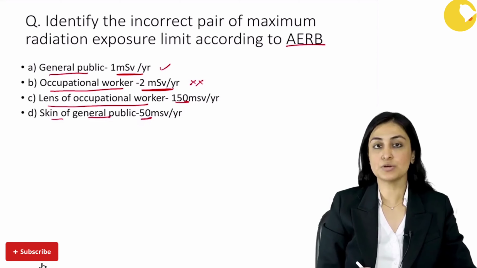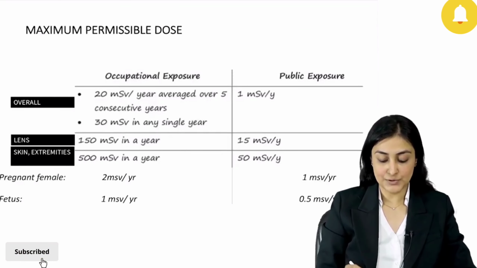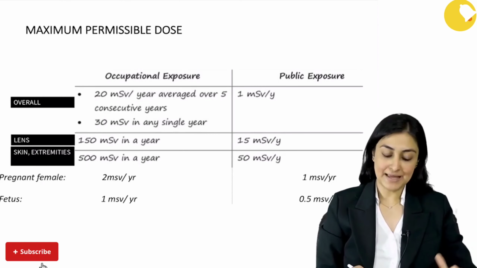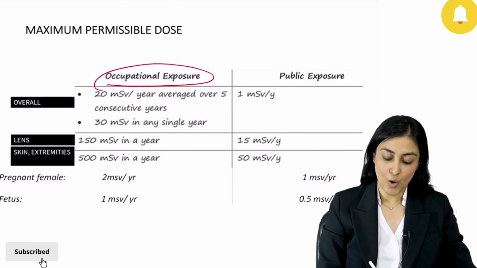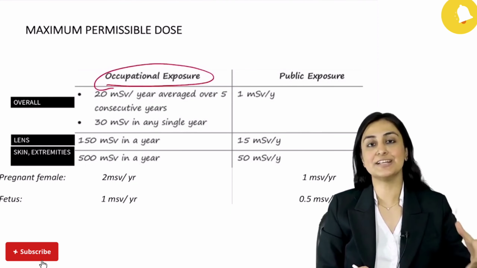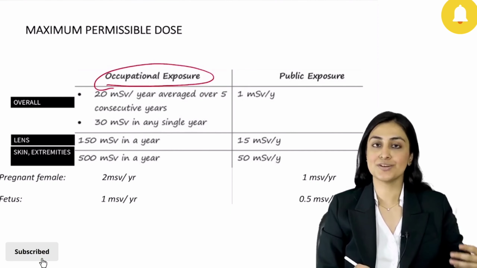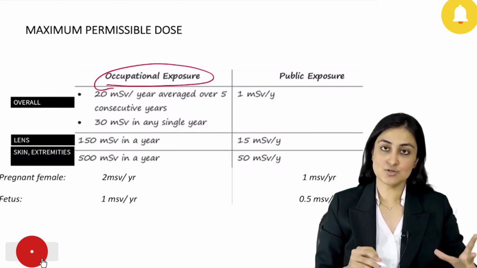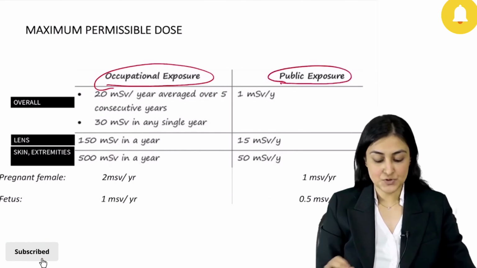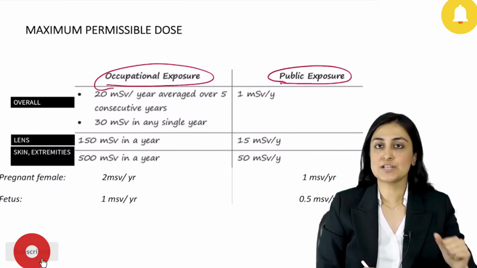So let's try and figure out a way to remember all of these values. So this is a table summarizing all the values that have been put up by AERB. So we divide them into occupational workers, so whoever are involved in the radiation technology, whether it's the technicians or radiologists, will be counted as occupational exposure, whereas then you have the general public.